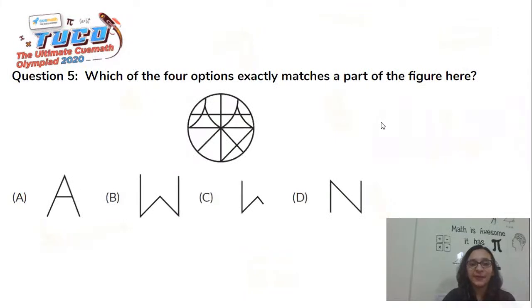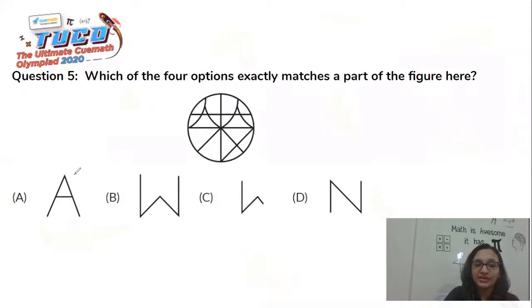Okay, so it's the same thing. It says here, which of the four options exactly matches a part of the figure here? So we have a main figure here, and then in the options we have been given small parts. What we need to figure out is whether those small parts are present in the main figure or not. So starting with option A.